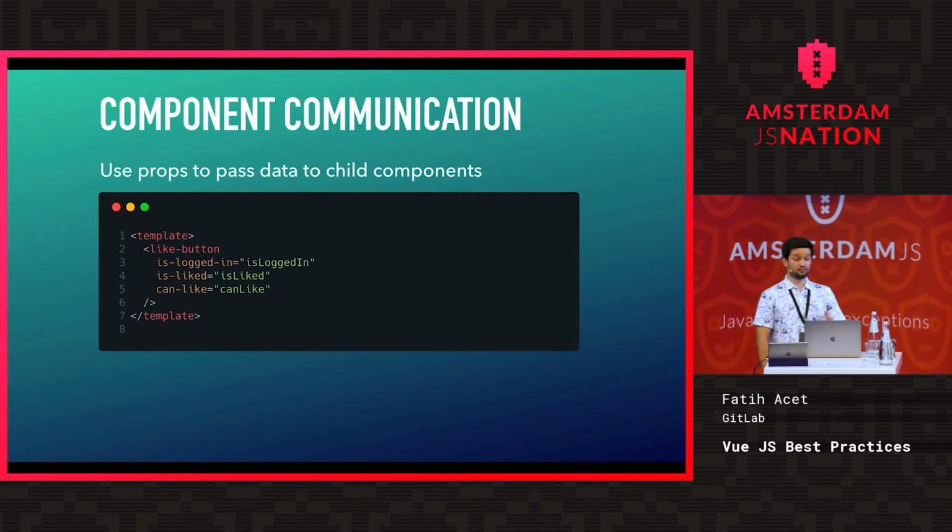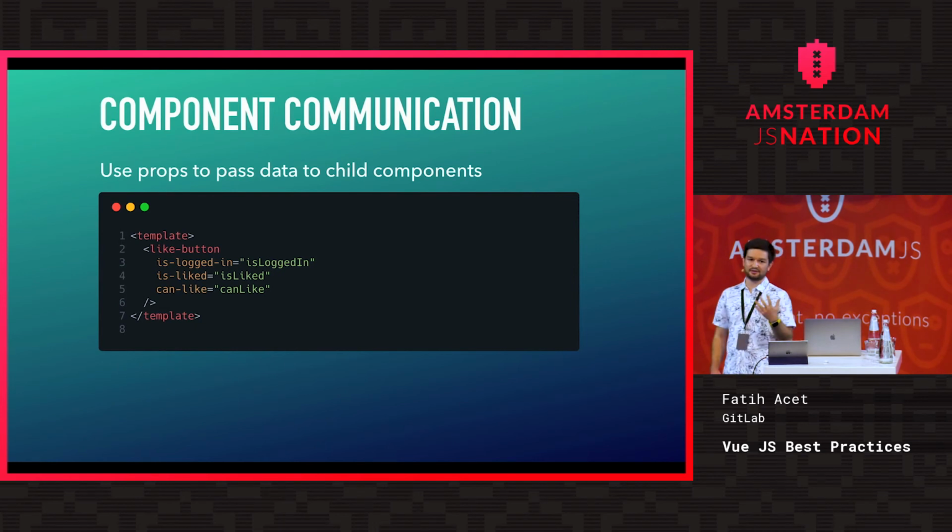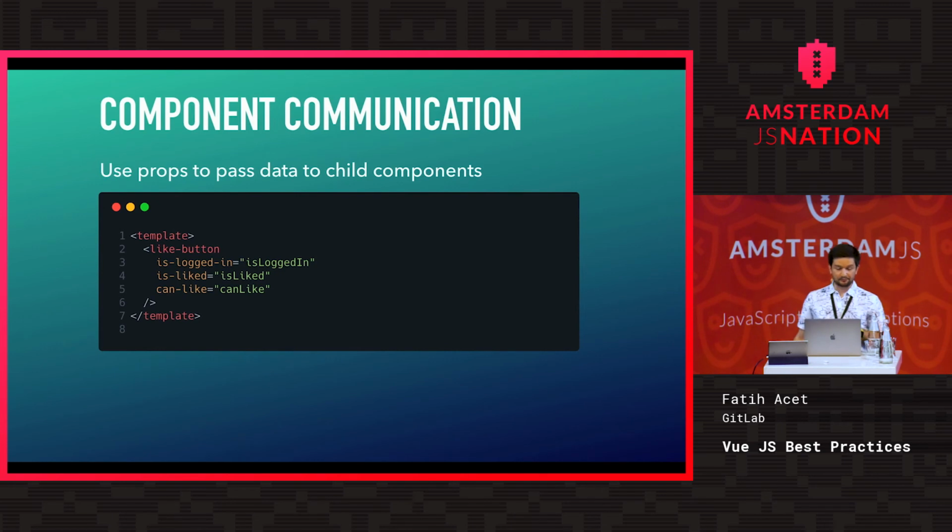Component communication. You need to pass the properties, the data needed by the child components, from the parent component. There's a concept in Vue called props down, events up. Pass the data to the child component as a property. In this example, we pass the isLoggedIn, isLiked, and canLike properties to the button component, which are needed by that component to render its own state.